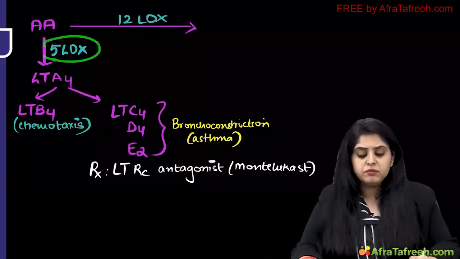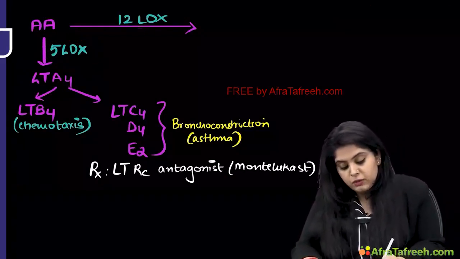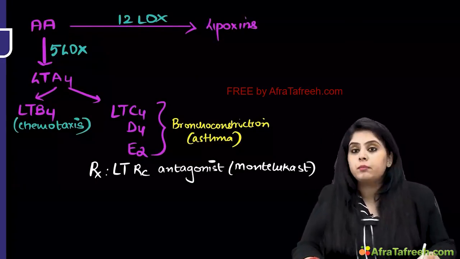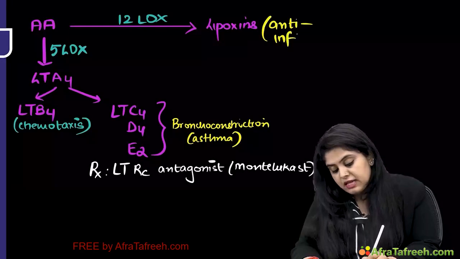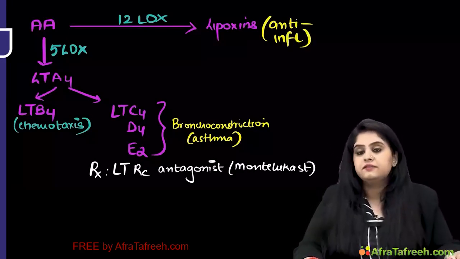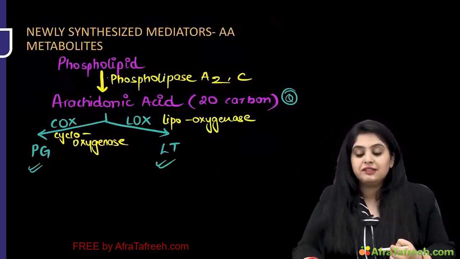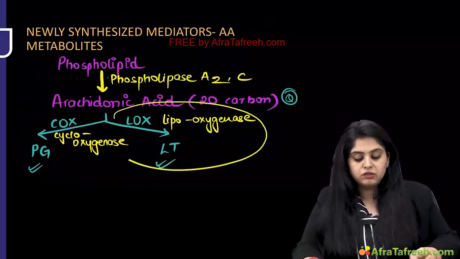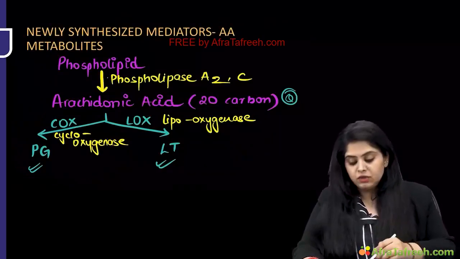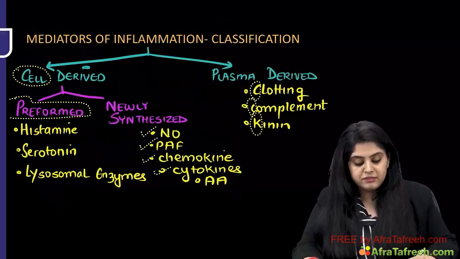They were formed from 5-LOX. But there's also something called 12-LOX. 12-LOX makes lipoxins, and please remember, lipoxins are a stop, means they are anti-inflammatory. Lipoxins are anti-inflammatory, and that wraps up your entire arachidonic acid pathway. So remember, the COX pathway is done, the LOX pathway is done. Arachidonic acid is done, and that basically means that all of your newly synthesized mediators are done.